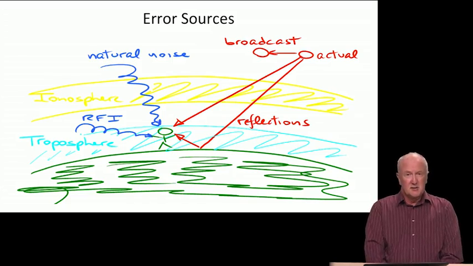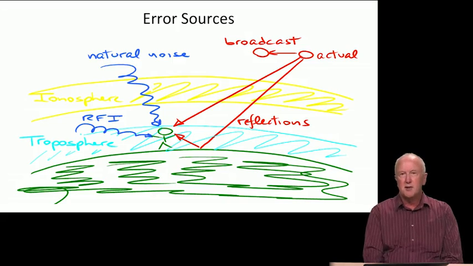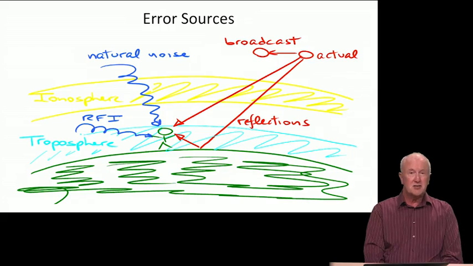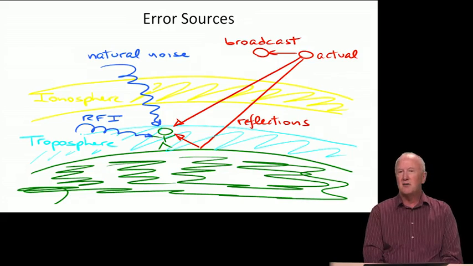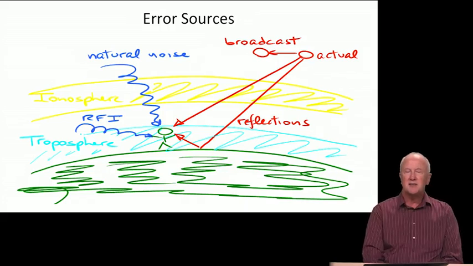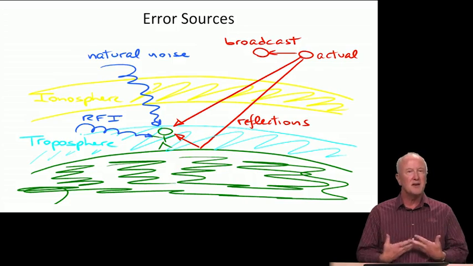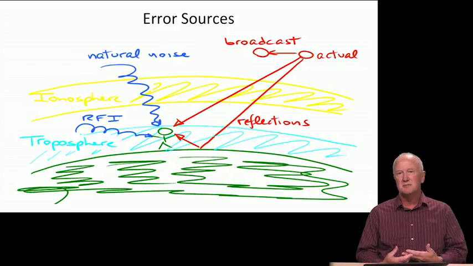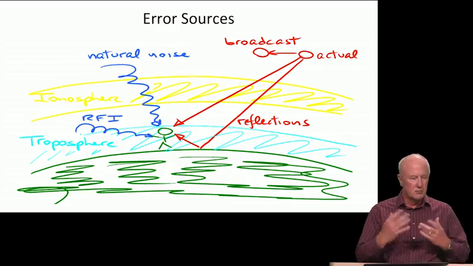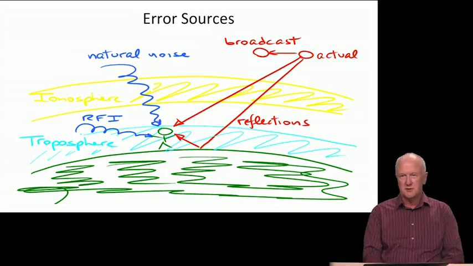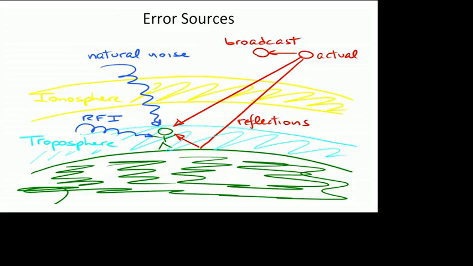In addition, we get so-called natural noise that just accompanies this 1.5 gigahertz signal into the front end of the user receiver. And on occasion, we get so-called RFI. RFI is distinct from natural noise because it means man-made noise. We call it radio frequency interference. So all of those sources contribute to GPS errors.